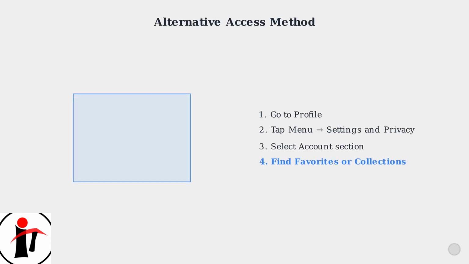There's also an alternative way to access your saved content through TikTok's Settings menu. You can also access favorites and collections through the Settings and Privacy menu. Go to your profile, tap the menu, select Settings and Privacy, then look in the Account section for your saved content options. Now you know all three ways to save TikTok videos and how to access them. Choose the method that best fits your content organization needs.